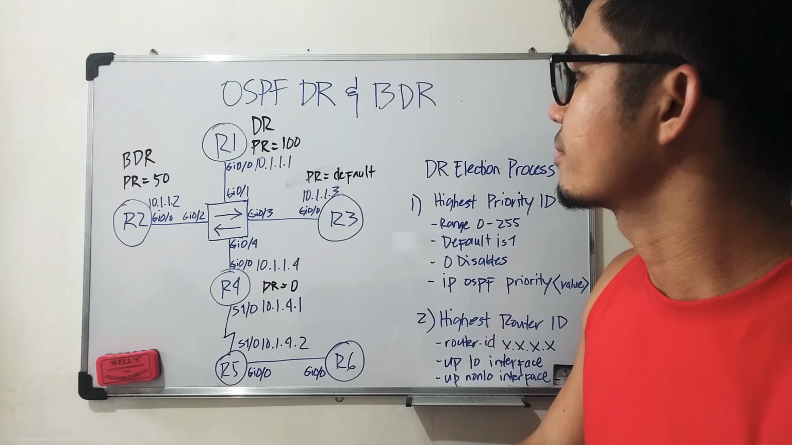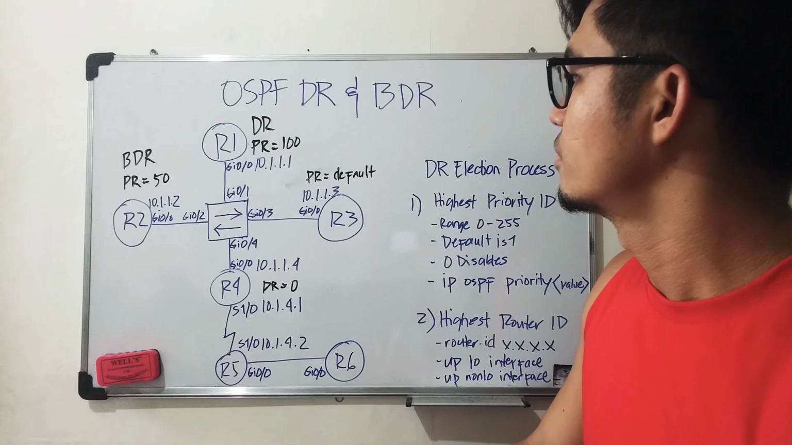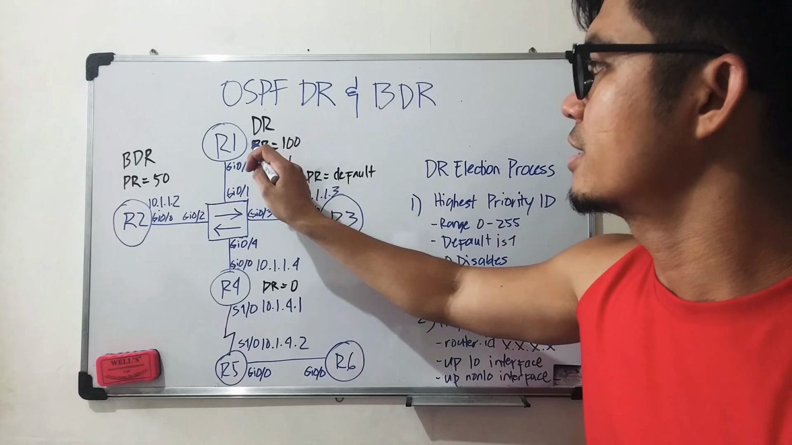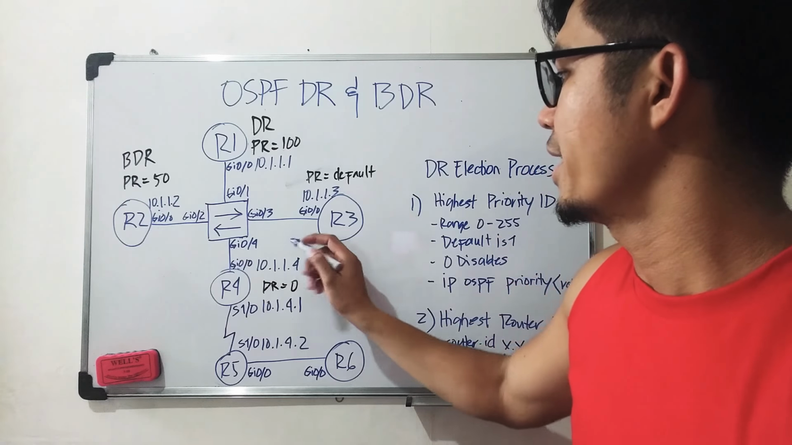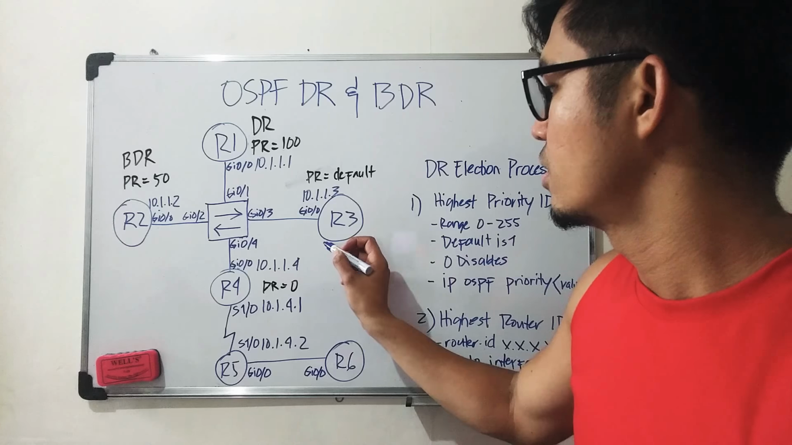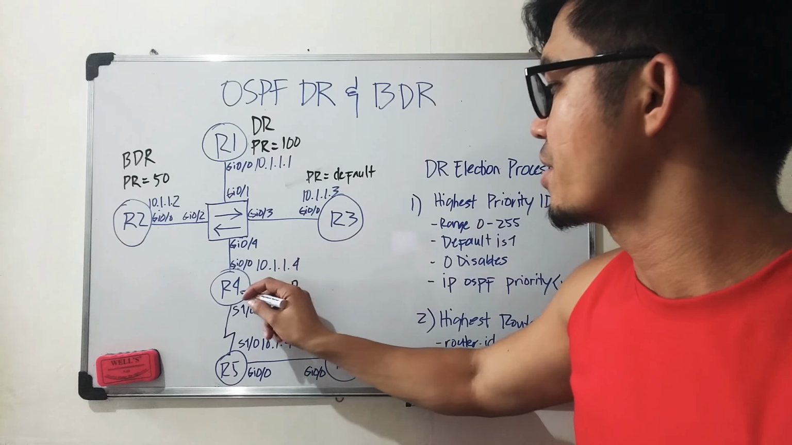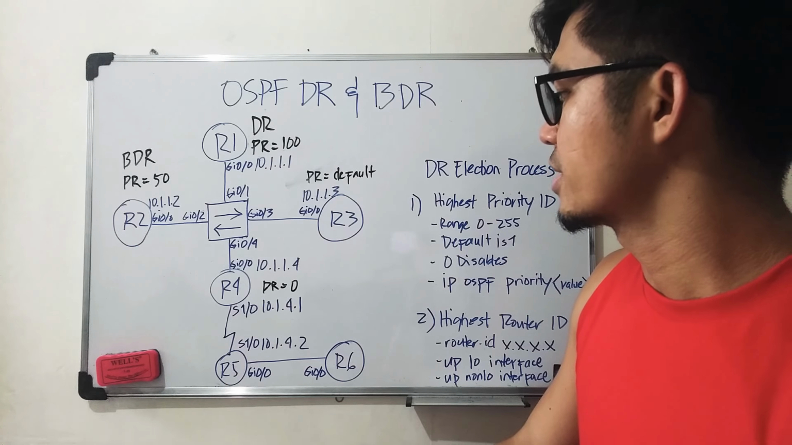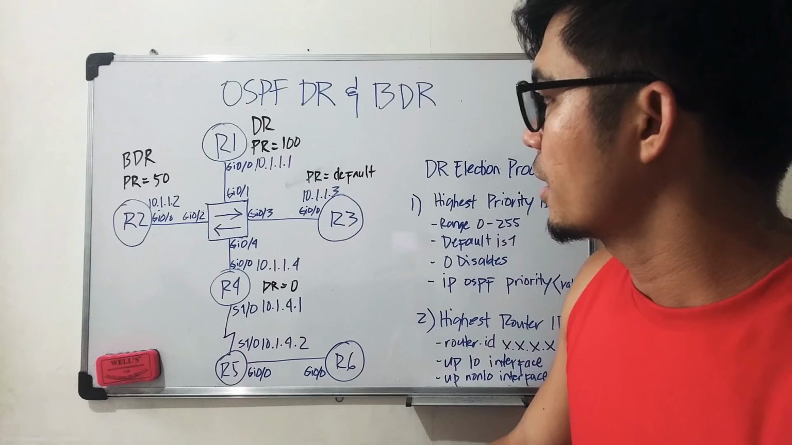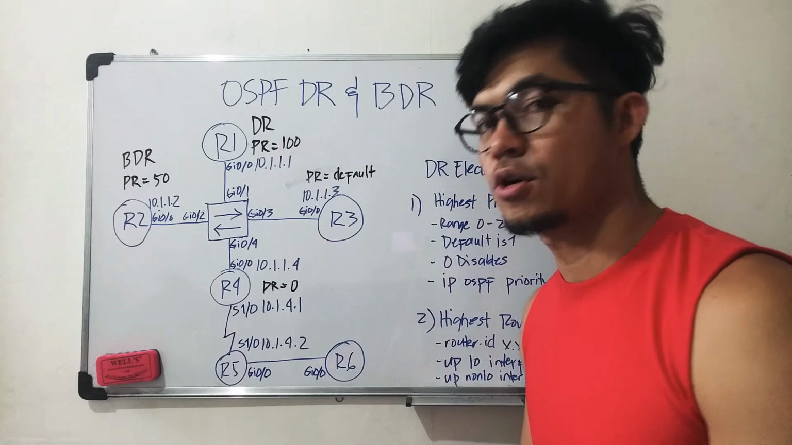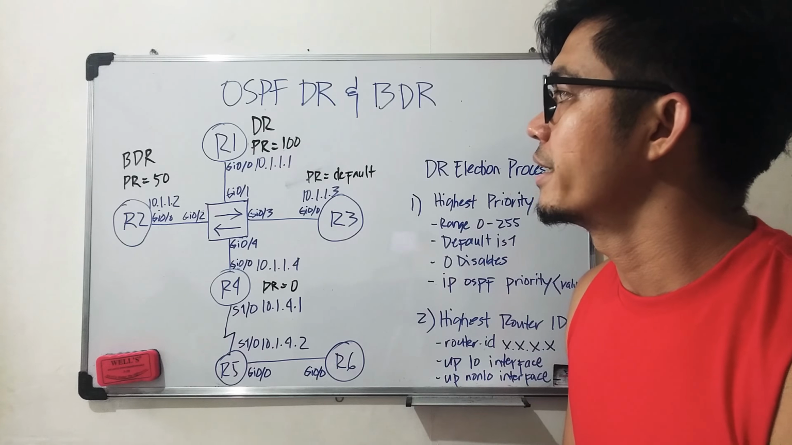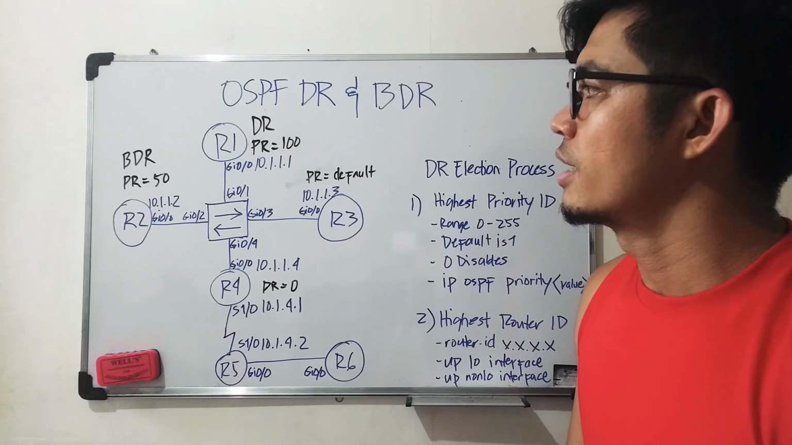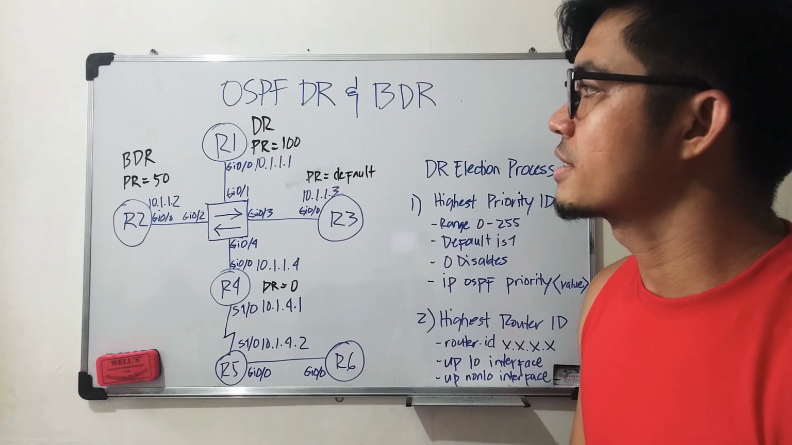Okay, so here we have a DR elected, and we have a BDR, and these routers R3 and R4 will be DR other routers, and you have to take note that DR and BDR are elected on a single segment.